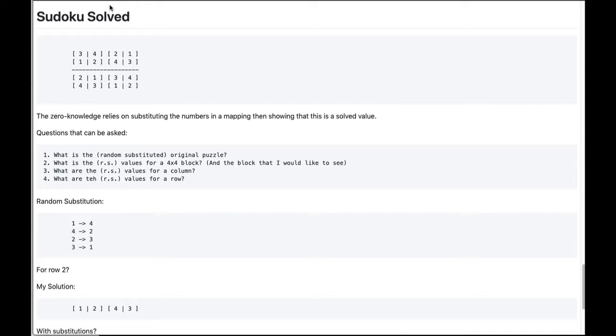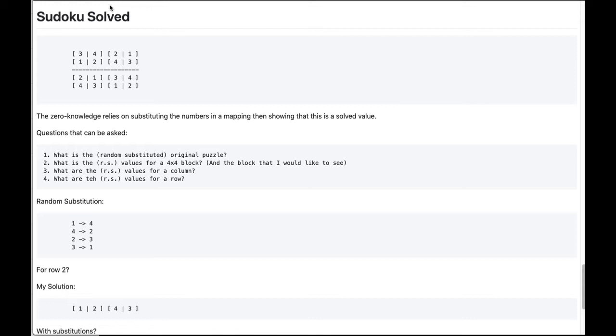Now, what we're going to do with that solved Sudoku is prove to some other person that we have the solution without giving them the solution itself. And they get to ask for pieces of the puzzle. But before we give them back that piece, we're going to do a random substitution. We're going to take each one of our numbers and uniformly pick one of the other numbers to give them as a response. So in our first random substitution, I've got 1 mapped to 4, 4 to 2, 2 to 3, and 3 to 1.